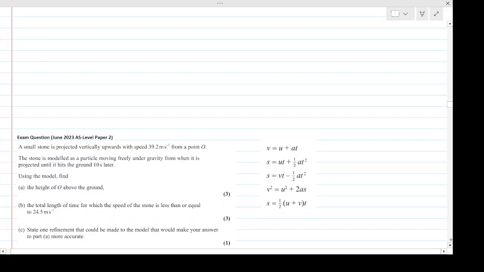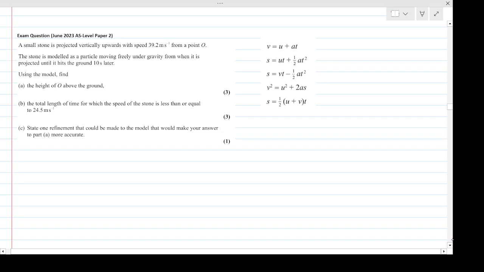Okay, so we're going to look at some exam questions now. And I will say they do love asking questions about this, about falling and suvat and stuff like that. So here we're told a small stone is projected vertically upwards with speed 39.2 from a point O again. Okay, so we have a point O and initially it's going upwards with speed 39.2.